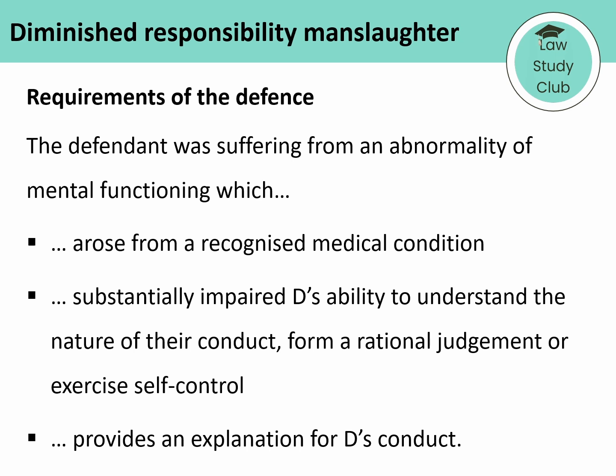So we've worked through the meanings of abnormality of mental functioning, recognised medical condition, and substantial impairment. The final requirement, that the abnormality provides an explanation for the defendant's conduct, just means that there must be a causal link between the defendant's conduct and the killing. So the abnormality of mental functioning doesn't have to be the only cause, it just has to be a significant cause.